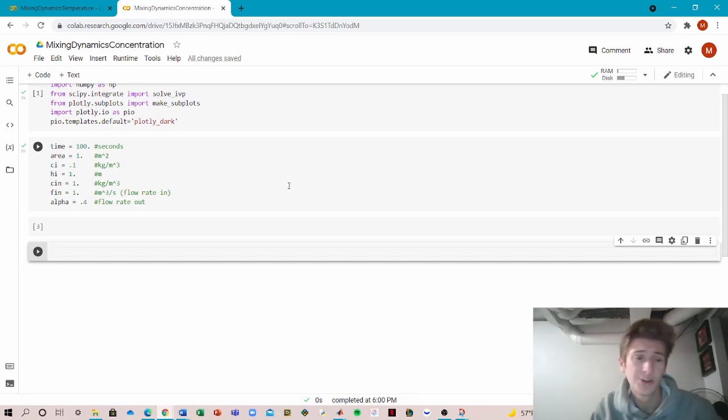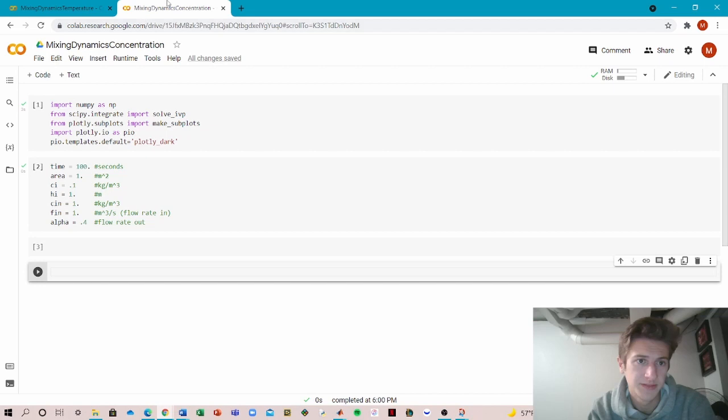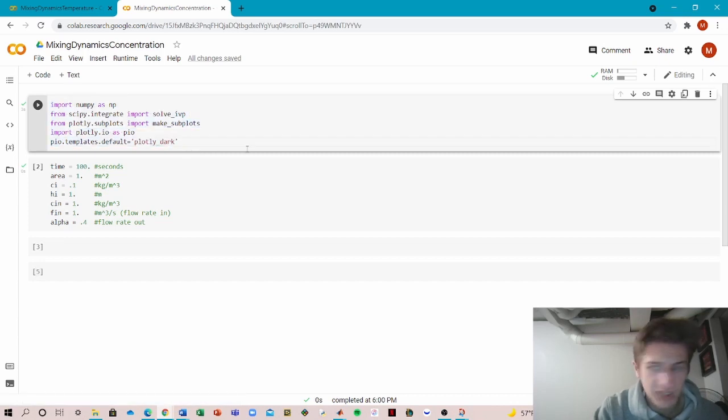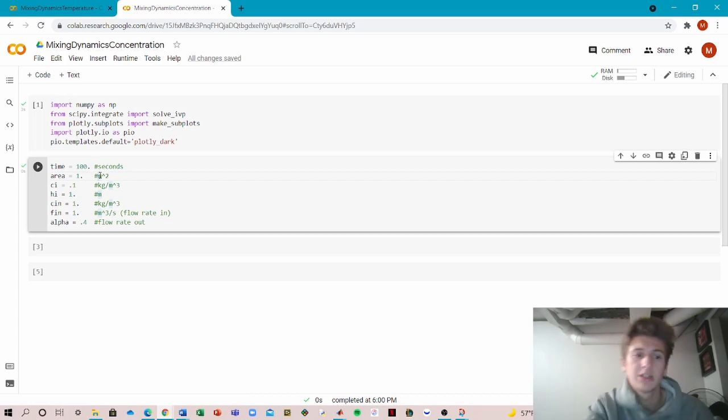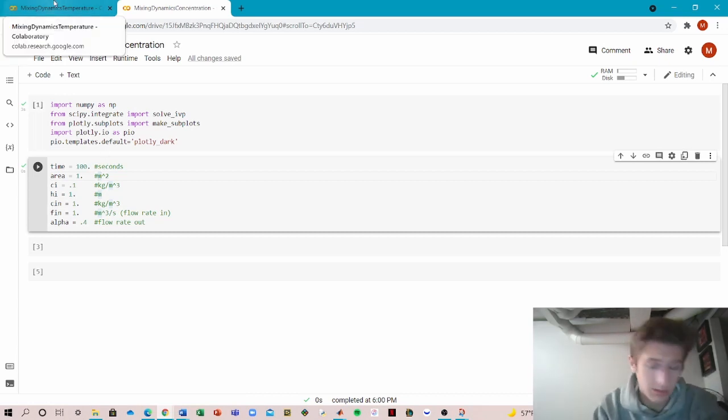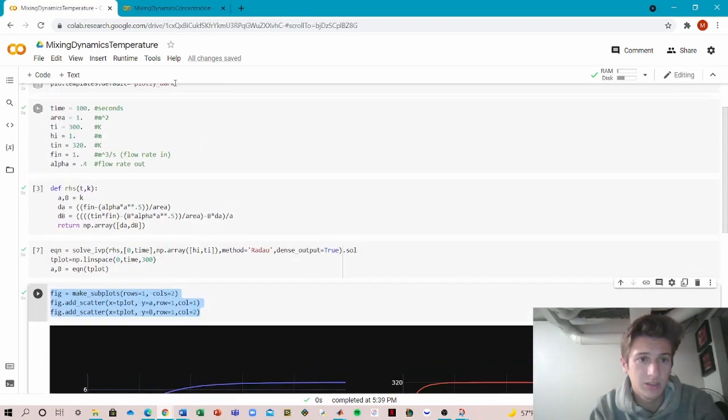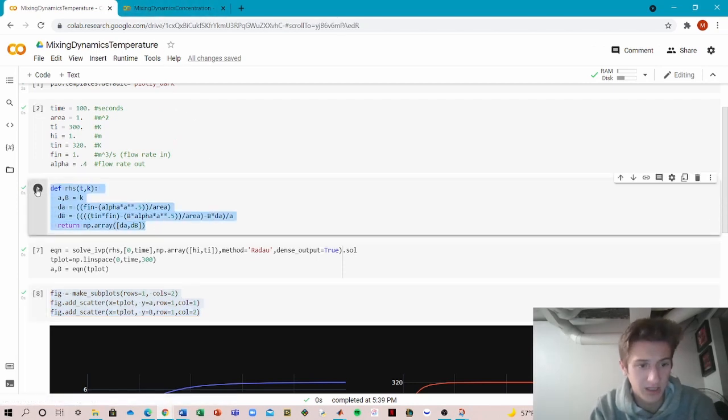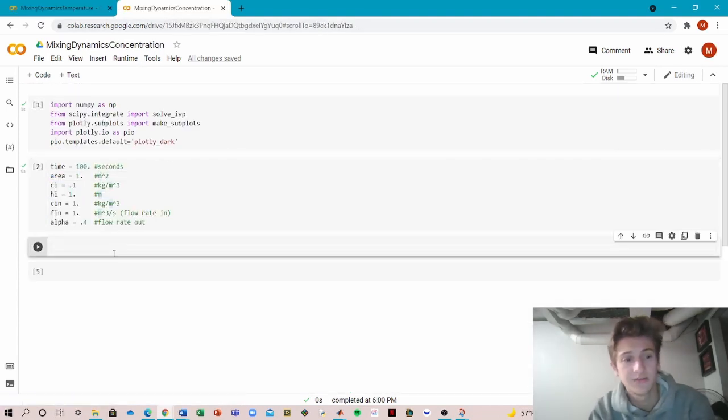Alrighty, welcome back. Here's the concentration part of mixing dynamics. As you can see, we have the same start and same setup. For time, area, height, flow rate in, and alpha, it's all going to be the same. The only change is that instead of temperature initial and temperature in, we have concentration initial and concentration in. Since we figured out through the derivatives and differential equation that this equation is the same as the concentration equation, we can do some easy work by copying and pasting and then changing the variables to what they should be.